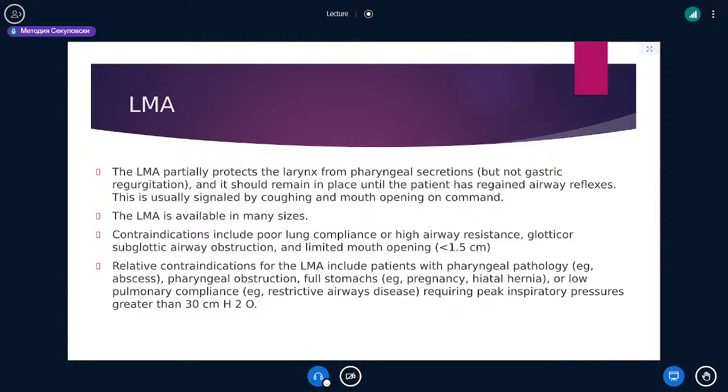Relative contraindications for laryngeal mask anesthesia include patients with pharyngeal pathology, for example abscess or some other pharyngeal problem. Full stomach is a relative contraindication, and for that reason we don't work with the laryngeal mask in the patient who is pregnant. Also hiatal hernia or low pulmonary compliance, for example restrictive airway disease and peak inspiratory pressure greater than 30 centimeters of water.